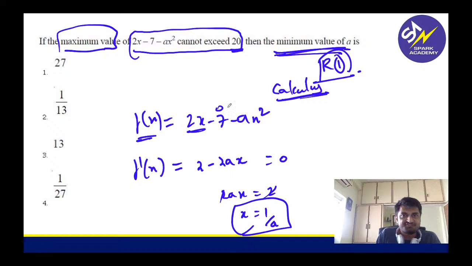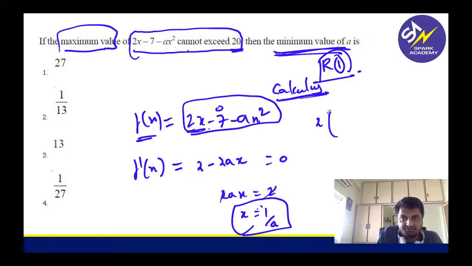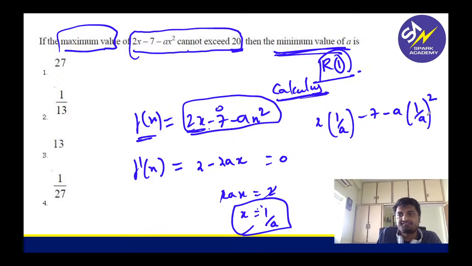Now look at this, guys, the maximum value cannot exceed, only 1 point I am having. So I will try to find out the maximum value here. How will I find out the maximum? I just have to substitute this here. 2 times 1 by a minus 7 minus a times 1 by a whole square. So this cannot exceed. Cannot exceed means what? Less than or equal to 20 you should have.